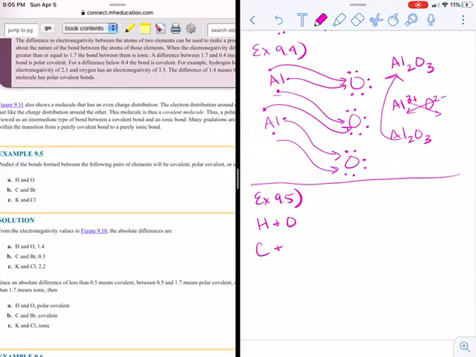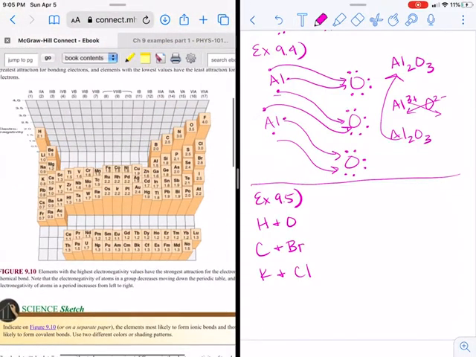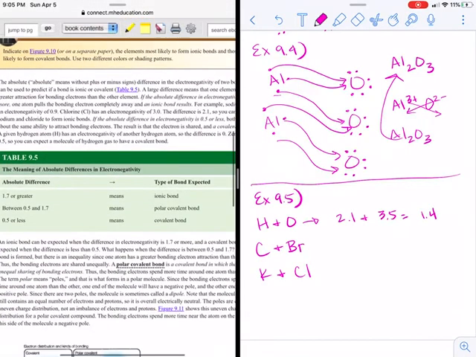So hydrogen and oxygen. Let's see, and I'm going to write all of these. Carbon and bromine, potassium and chlorine. Okay, so you go up here at this table and you have to look at the numbers. So you've got hydrogen, which is 2.1, and oxygen, which is 3.5, and you just take the difference of that. So 3.5 minus 2.1 is 1.4. So then you gotta look on here and you gotta determine, what is that? Well, it's polar covalent.